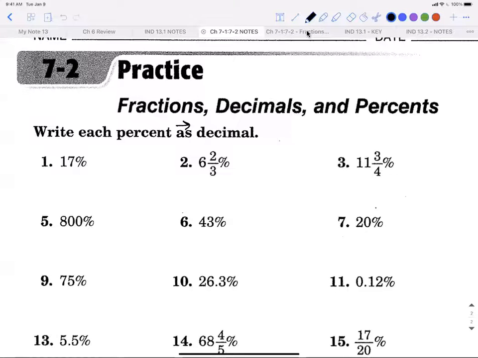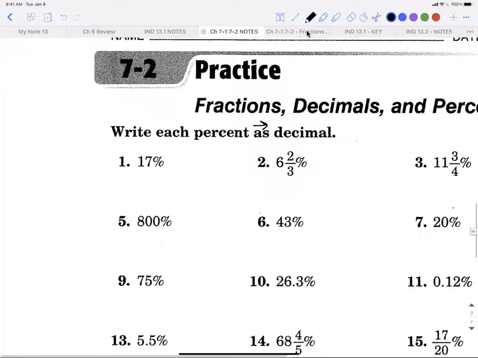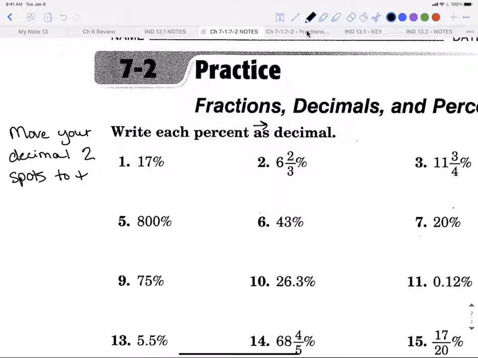All right. I think 7.2 is super easy. Here's why. If we are going from a percent to a decimal, you move your decimal 2 spots to, here's what's different about this part A, we're going to go left. So we are going to move our decimal 2 spots to the left. That is how we are going to convert these from a percentage to a decimal.